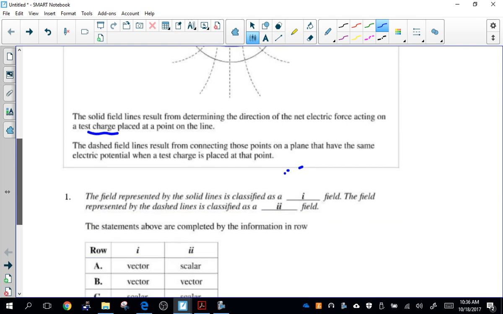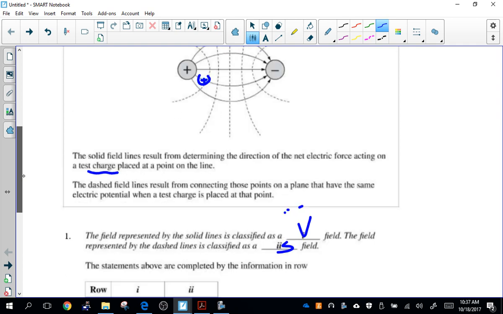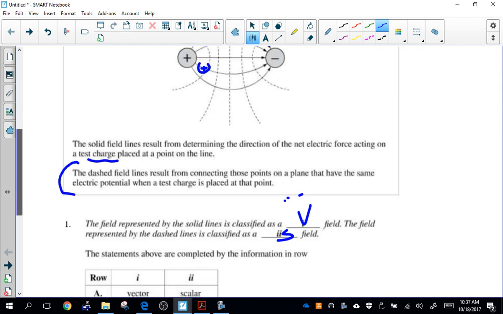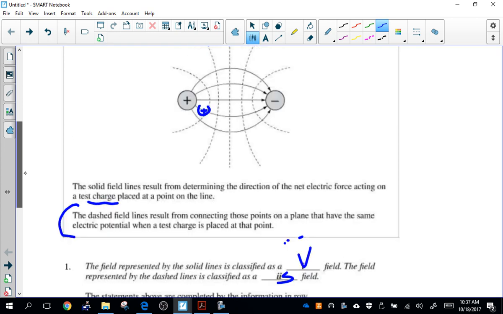Number 1, the field lines represented by the solid lines are classified as, well, they're vectors, right? Because they have direction associated with them. There's arrows on them. The field lines represented by the dashed lines don't have arrows on them, so they must be scalars. Done. That's all we need to know about that. So don't get bothered by a statement in the second part that seems a little bit confusing. It doesn't really matter.